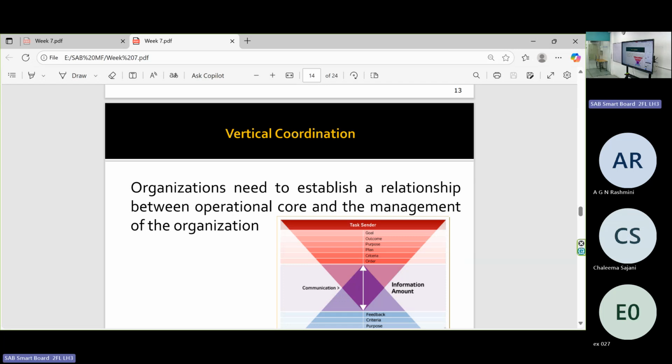Right. Then senior managers or top managers, as task senders, can communicate vision, mission, goals, outcomes, purpose, plans, criteria, orders to the operational level. Then feedback, criteria, achievement of purpose, grievances, complaints, all can move from bottom to the top. This is the way vertical coordination happens in an organization. The main purpose of vertical coordination is to have a good relationship between the top management and the operational level. This cannot be done with horizontal coordination, and that cannot be done with this. Both should be there. Then we will move to the next one, horizontal coordination.